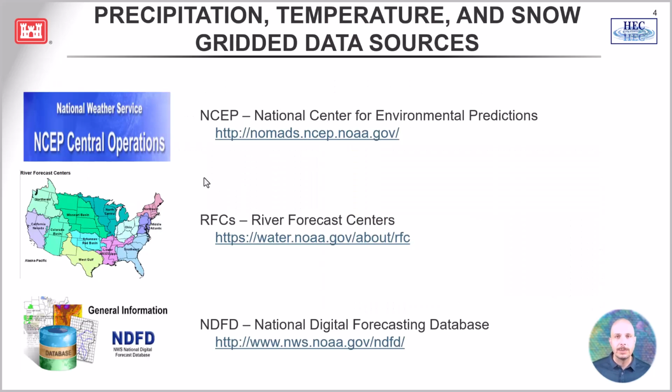Our main data sources from the National Weather Service are the National Centers for Environmental Prediction, NCEP, the River Forecast Centers, RFCs, and the National Digital Forecast Database, NDFD. They all provide precipitation, temperature, and snow data, among other types of gridded meteorological data. NCEP provides the initial weather model outputs, while the RFCs provide updated quality-controlled versions of those products. And a nationwide mosaic of each RFC forecast product is available from the NDFD.